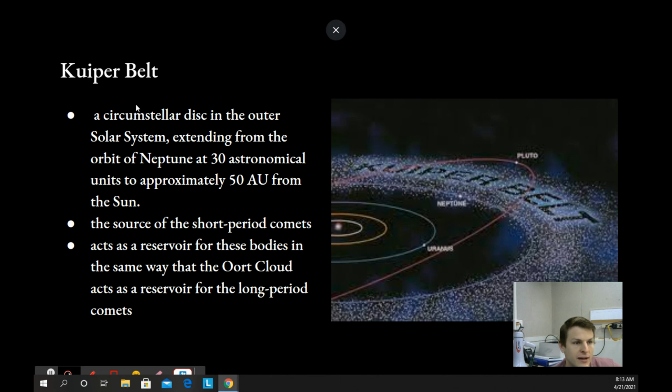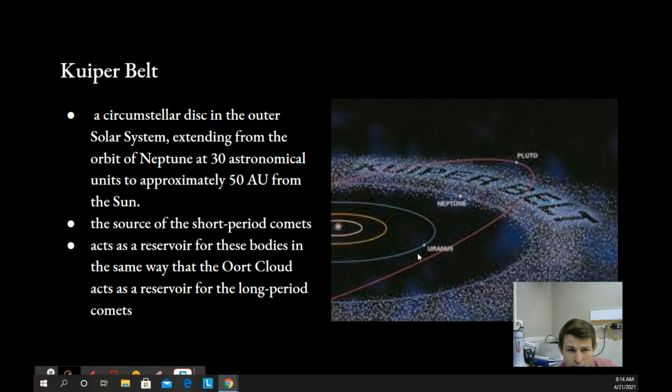All right, so we have the Kuiper belt. The Kuiper belt actually exists beyond Neptune, right at the edge of Neptune, and actually a little bit into the orbital ring of Pluto. So it is roughly 30 to 50 astronomical units away from the sun. This is where you would find all the comets flying through the Kuiper belt.